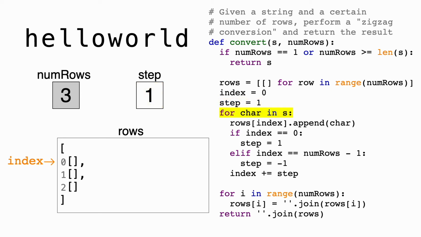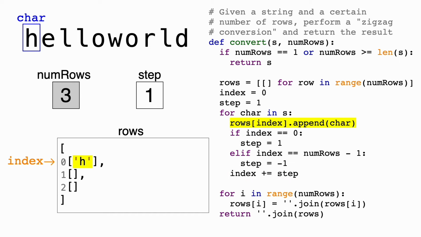Then, we'll enter a loop and use a variable called char, which will take on the value of each character in the string. So it starts off as the character h. Then we'll start assigning each character to a row. Index equals 0, so this line will append the character h to the first row. Then, we need to add the step variable to the index variable in order to update the index.